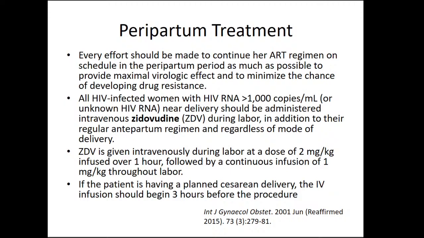So we need to give zidovudine to the pregnant patient whose RNA level we don't know or whose RNA level is more than 1,000 copies per milliliter. We need to give it in addition to their CRT regimen. Zidovudine is given IV at the dose of 2 mg per kilogram. Usually 1 hour takes for the infusion. And if a patient is having planned cesarean delivery, IV infusion should begin 3 hours before the procedure.